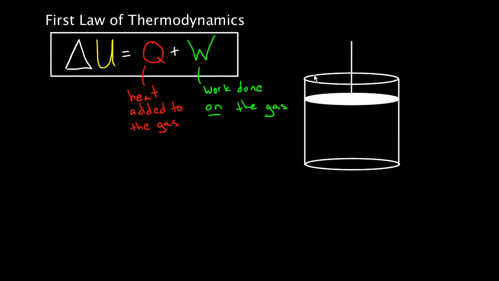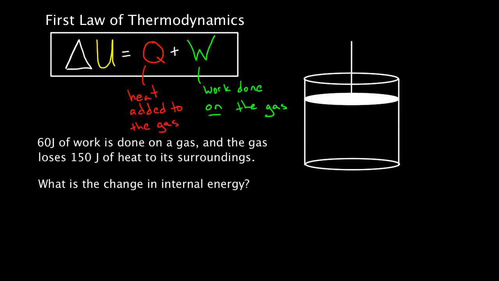All right, you've seen the first law of thermodynamics. This is what it says. Let's see how you use it. Let's look at a particular example. Let's say you got this problem, and it said 60 joules of work is done on a gas, and the gas loses 150 joules of heat to its surroundings. What is the change in internal energy?